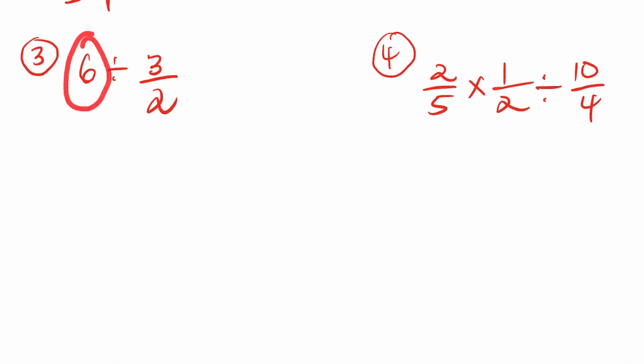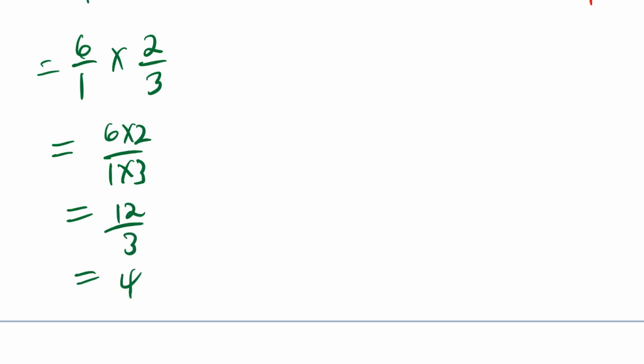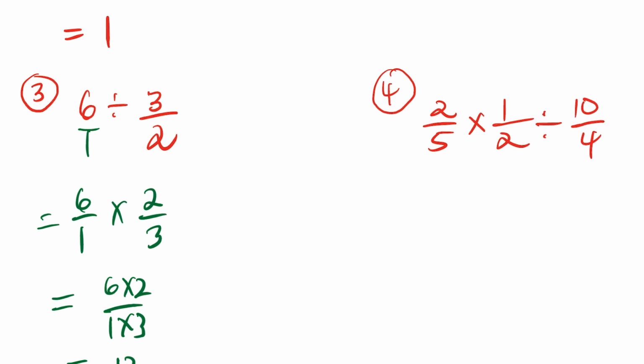We have this positive integer divided by that fraction. So what we're going to do there is make a fraction. We'll have 6 over 1. We change the division into multiplication. It's going to be 2 over 3, and it's going to be 6 times 2, 1 times 3. So it's going to be 12 over 3, which is what? 4.